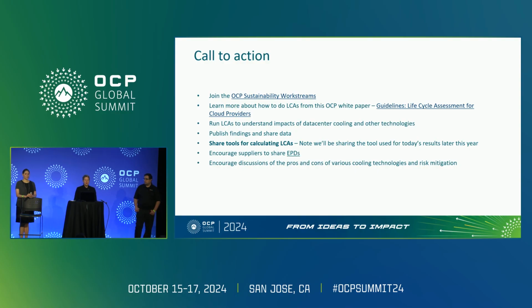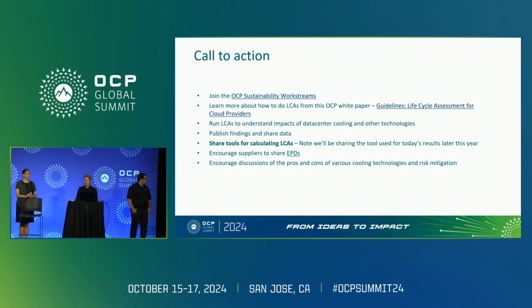We have several calls to action for us as the OCP community. Join the OCP sustainability work streams. Learn how to run LCAs at data centers from the Alissa, Sinistore, and Leo OCP white paper guidelines LCA for cloud providers. We also call the community to run LCAs for cooling and other innovations. We should publish the findings and share data, and we should also share tools.